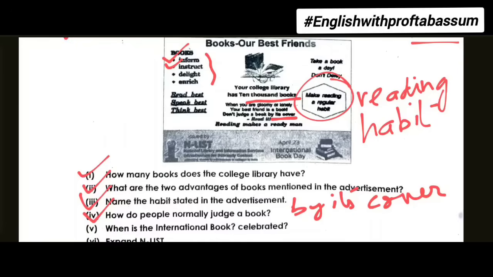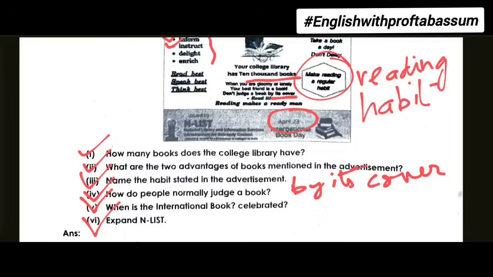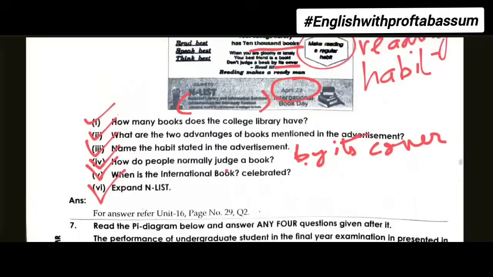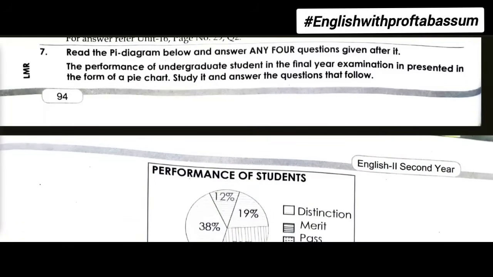Next question, when is the International Book Day celebrated? It is celebrated on 23rd April, that is Shakespeare's birthday. Expand and list means tell the full form. The full form is given over here, that is National Library and Information Services Infrastructure for Scholarly Content. So in the exam, whichever advertisement will be there, it will be clearly printed. So not to worry.